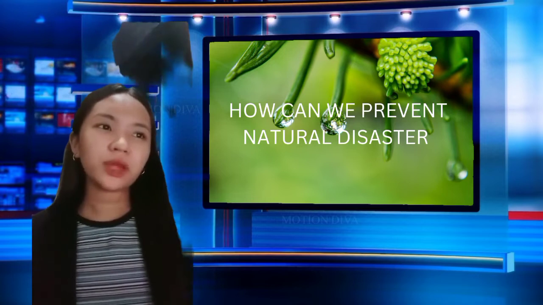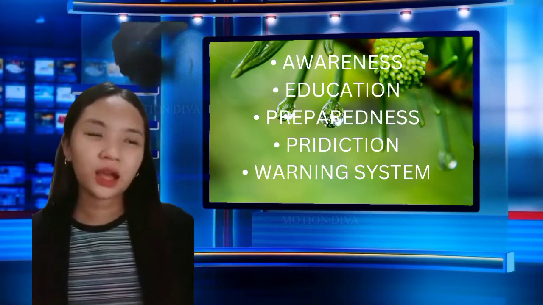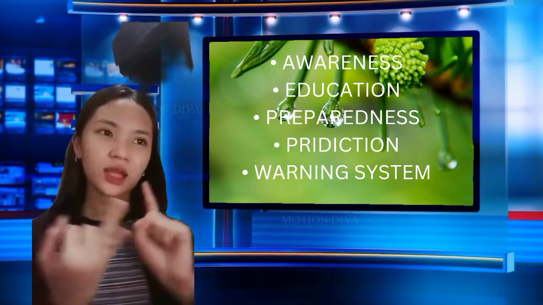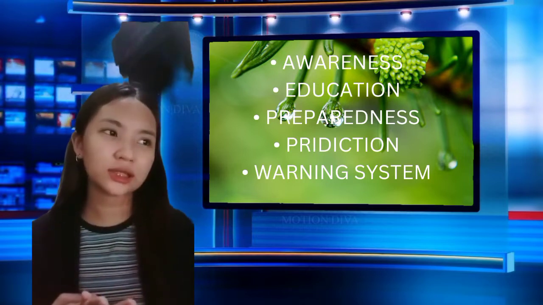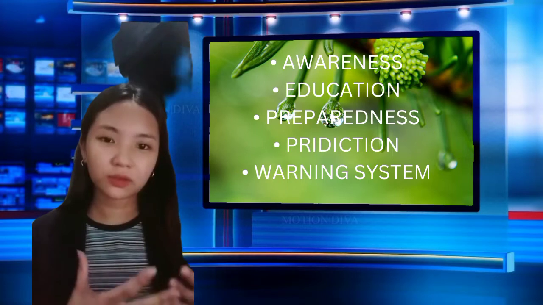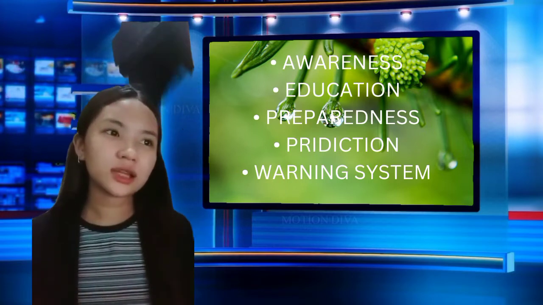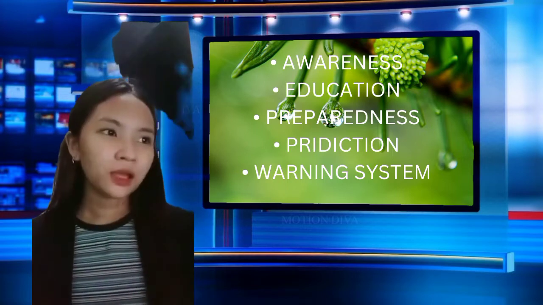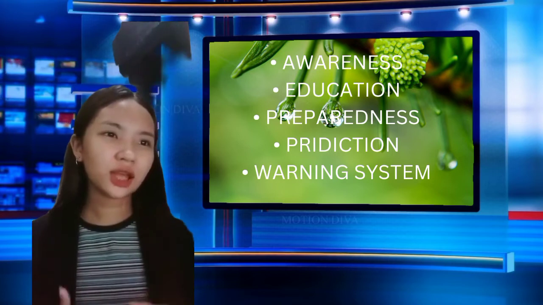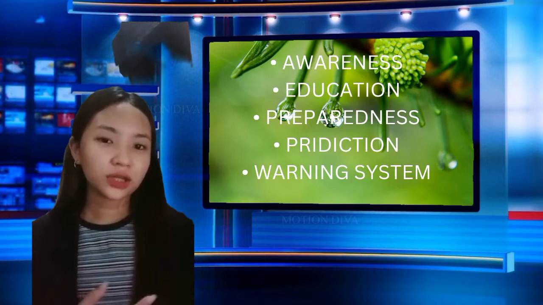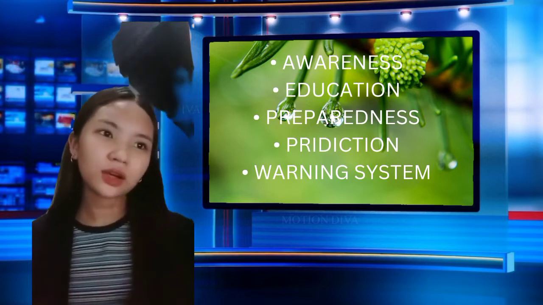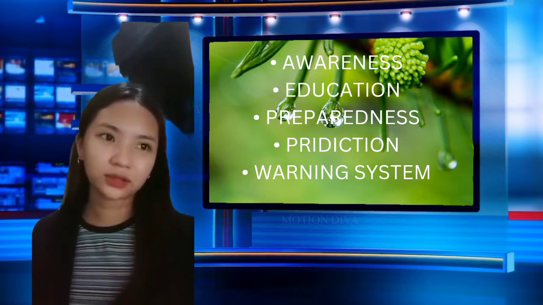How can we prevent natural disaster? Number 1, awareness, education, preparedness, and prediction and warning systems can reduce the disruptive impacts of natural disaster on communities. Mitigation measures such as the adoption of zoning, land use practices, and building codes are needed, however, to prevent or reduce actual damage from hazards.